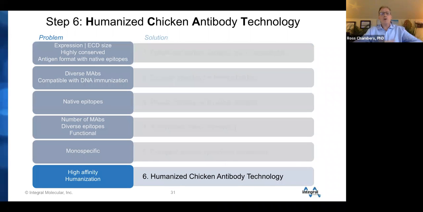All right, so we have a final candidate. Now, for all animal-derived antibodies, of course, you have to humanize them so that they don't form immune responses in humans. And often that can be a problem, because the humanization step itself can result in loss of affinity or cause developability problems. So for that, we have developed a technology we call the humanized chicken antibody technology, that I'll describe for you.